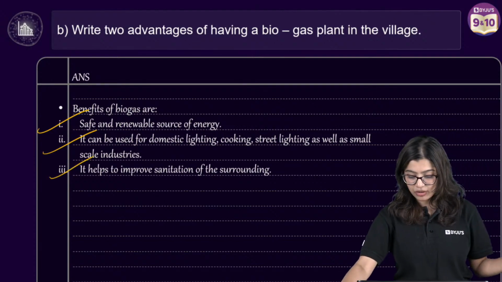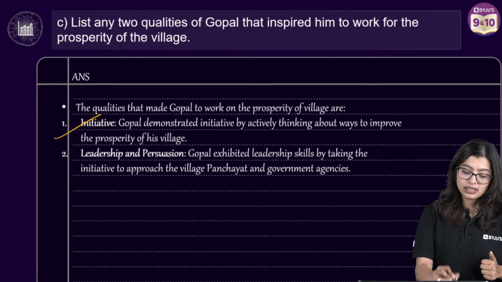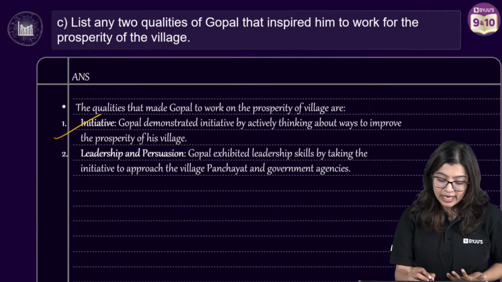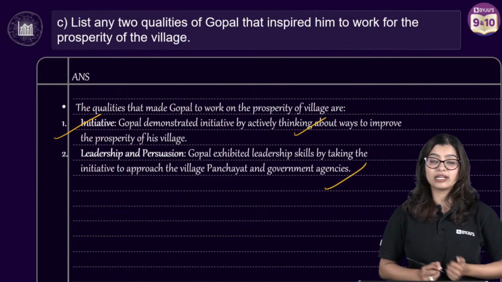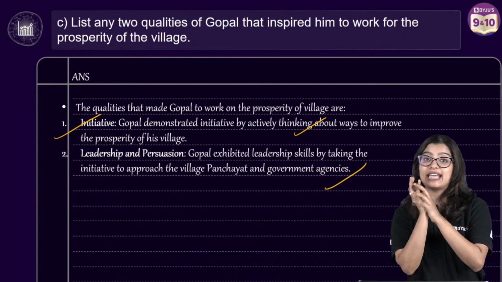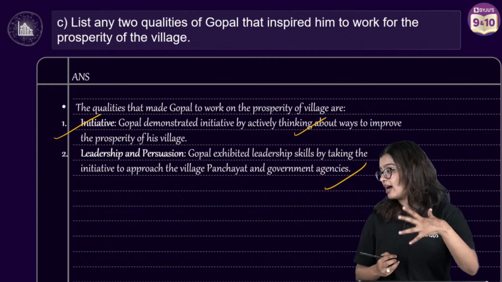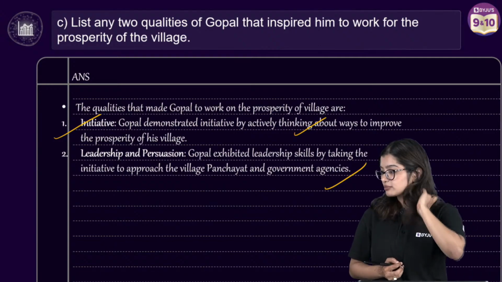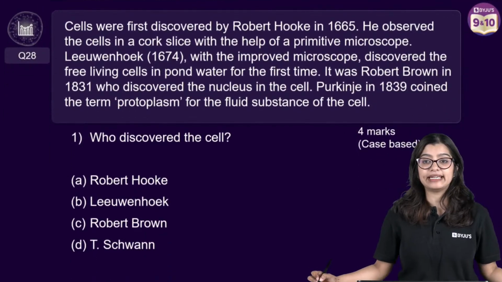Then of course, the last bit of it is, write any 2 qualities that inspired him. What are the qualities? See, he took initiative, right? He took initiative to find ways in which he can bring prosperity to the village. And along with that, he was also able to bring in the government panchayat and the village panchayat and the agencies so that they could establish this. Thereby they are able to grow, right? Okay. So students, we will move on to question number 28.